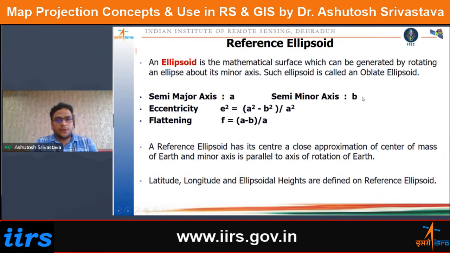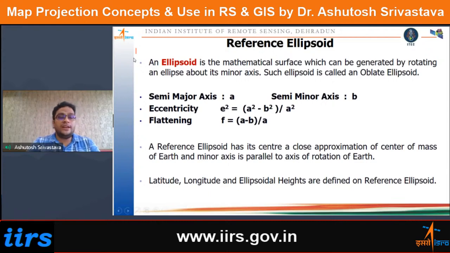So an ellipsoid is the mathematical surface which can be generated by rotating an ellipse about its minor axis. Such an ellipsoid is called an oblate ellipsoid. So we have to rotate about its minor axis, and that ellipsoid is called an oblate ellipsoid. When an ellipsoid is there, we have to represent it by certain parameters. Like in the case of a sphere or circle, we have a radius, a concept of diameter, a concept of circumference. Similarly, we have some parameters in which we represent an ellipsoid.